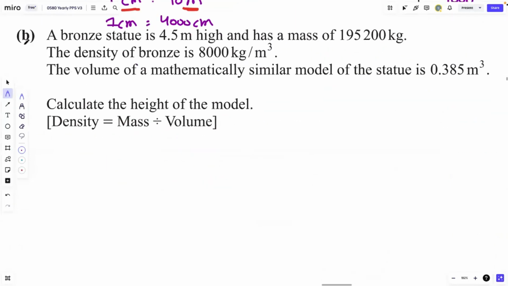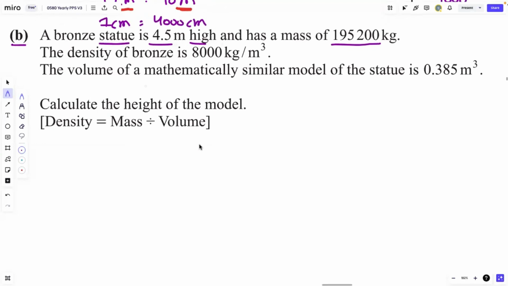Okay, next part is part B. A bronze statue is 4.5 meter high and has a mass of this. The density of the bronze is this. Okay, now since you have the volume of a mathematically similar model of the statue, you have another statue.